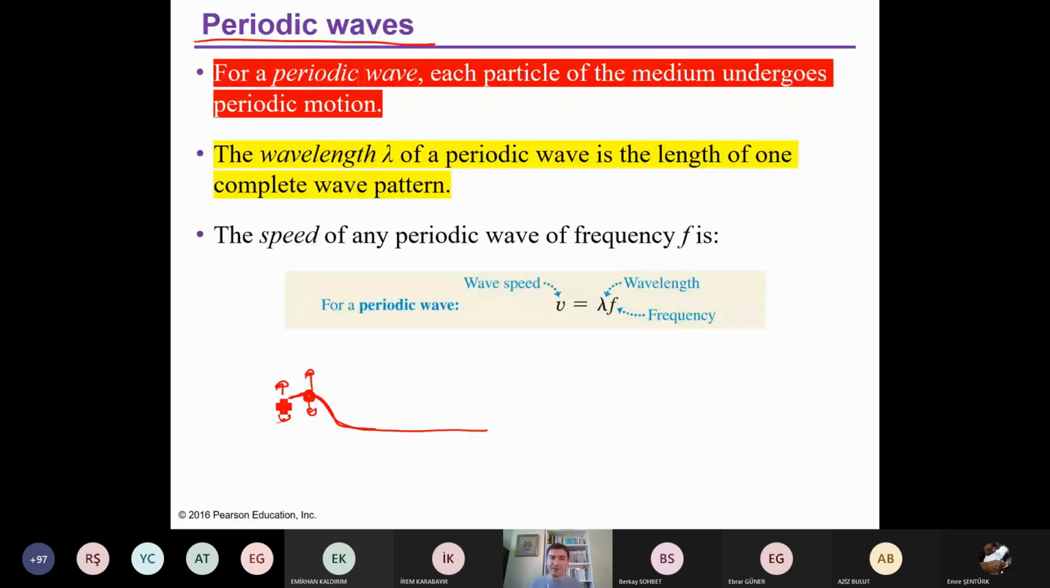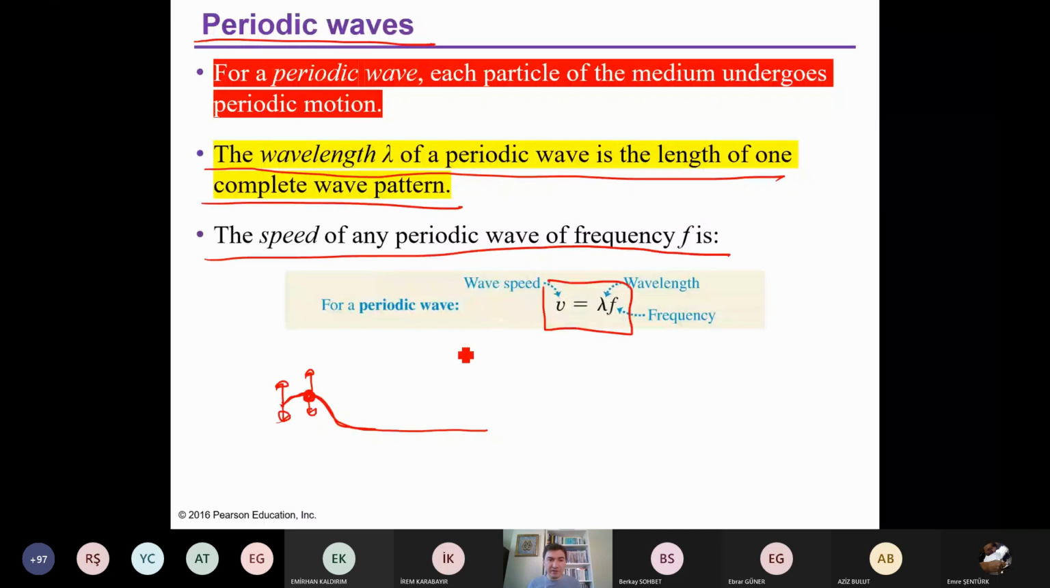And the wavelength of a periodic wave is the length of one complete waveform. I will show you later on. And the speed of any periodic wave of frequency is this one. The speed of a periodic wave. This wave produced by a certain force moves to the right with a certain speed, and this speed depends on the wavelength and also the frequency. Okay, so now let's discuss this information here.